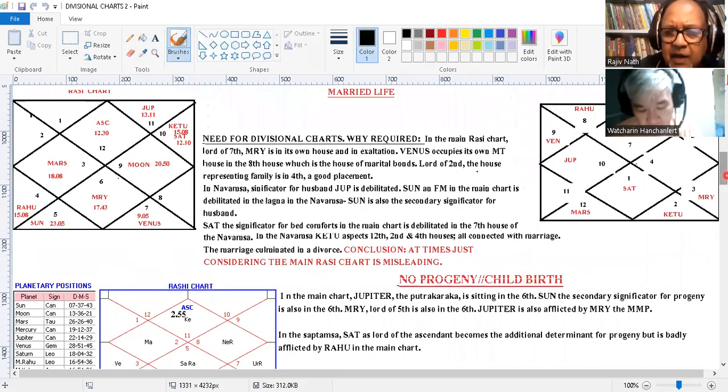Another chart for married life. Now this on the left hand side is D1, a lovely chart for married life. Need for divisional charts, why required? I've put the heading.